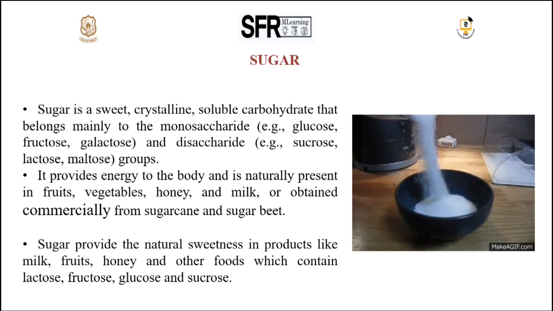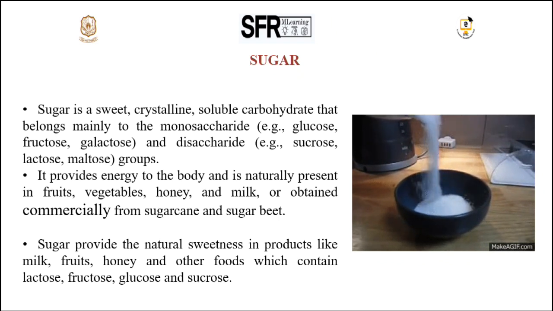So first, what is sugar? Sugar is sweet and crystalline in shape, a soluble carbohydrate which is easily soluble. We have already seen the monosaccharides, for example glucose, fructose and galactose. These are the different types of sugar, and the disaccharides are also present, for example sucrose and lactose, and the maltose group also comes under disaccharides.